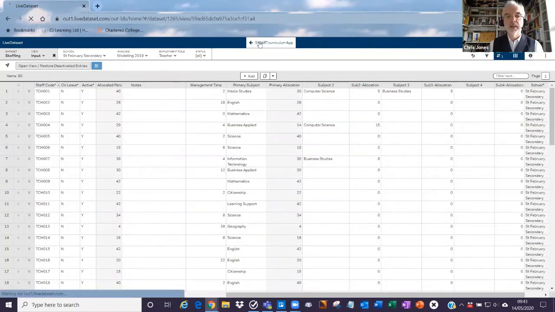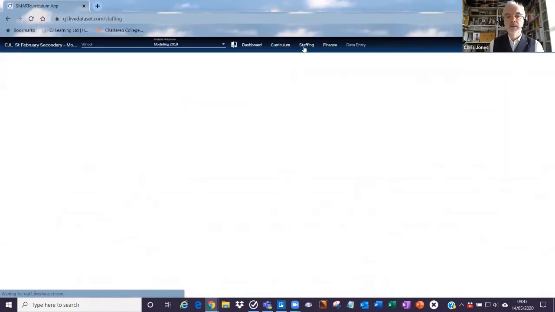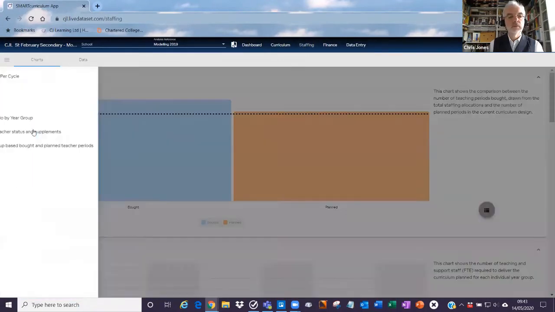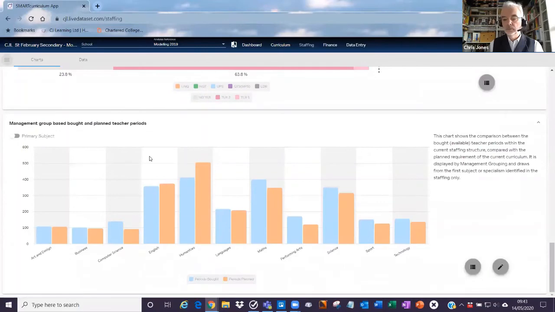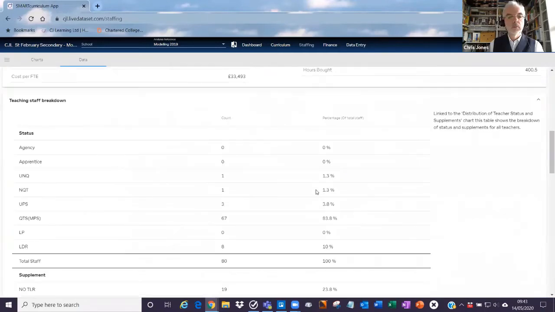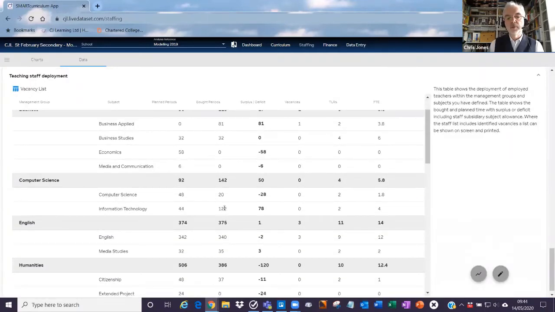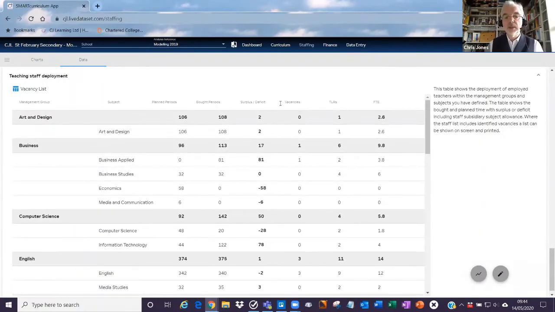So if I now go back to my table, I've now moved, you saw there was 5 and 20, I've moved 20 periods across from here to here. So these people are now able to deliver. Now, you'll notice within this, we've also got these three columns at the end: vacancies, TLRs, and full-time equivalent staff. So the number of staff that I've got within each of these areas.